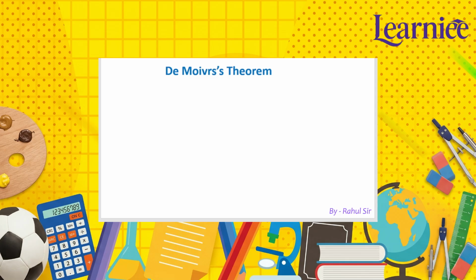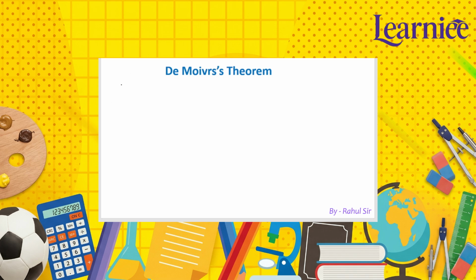De Moivre's theorem is basically an application of the Euler form of a complex number, but it gives a more generalized way of finding the root of any complex number. So let's talk about this de Moivre's formula. Basically, we call it de Moivre's formula.